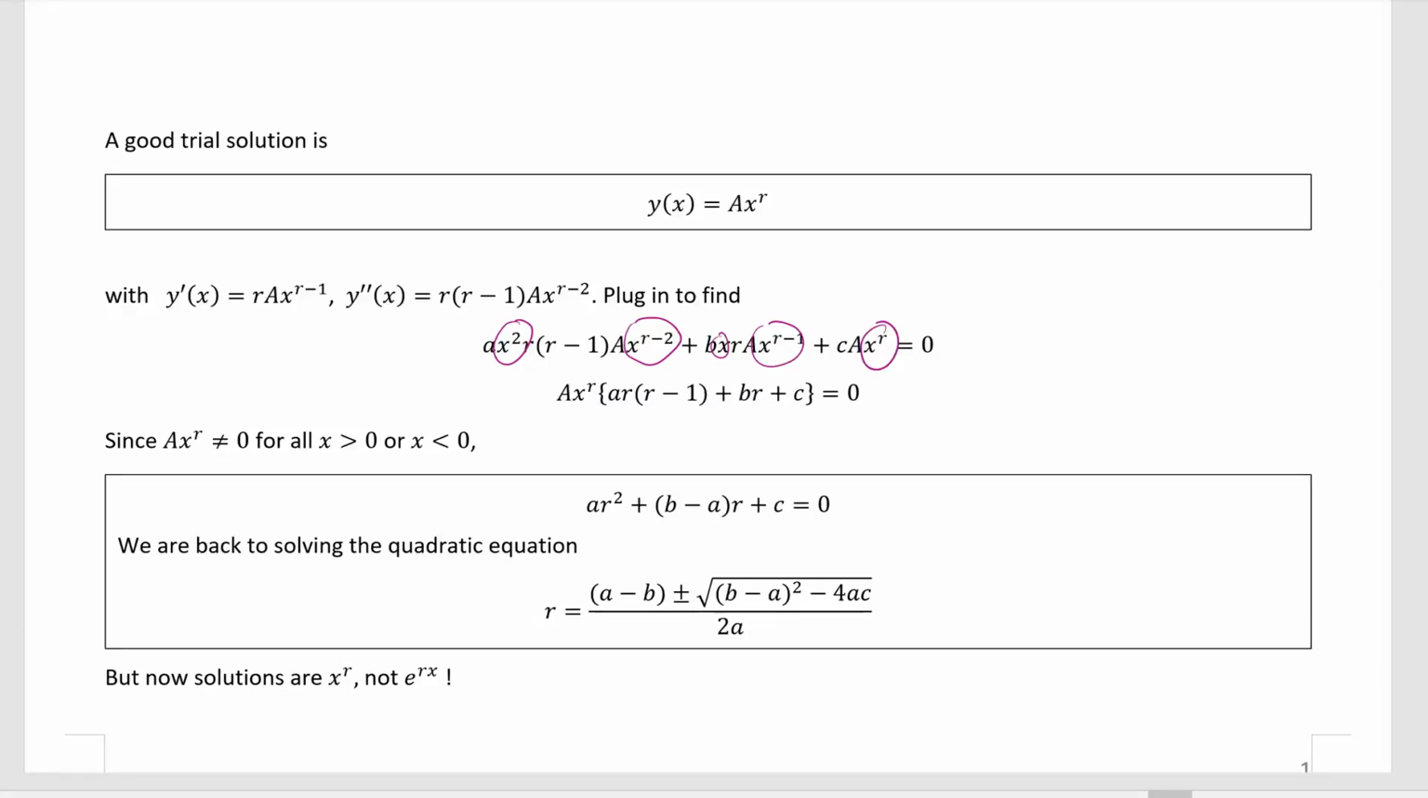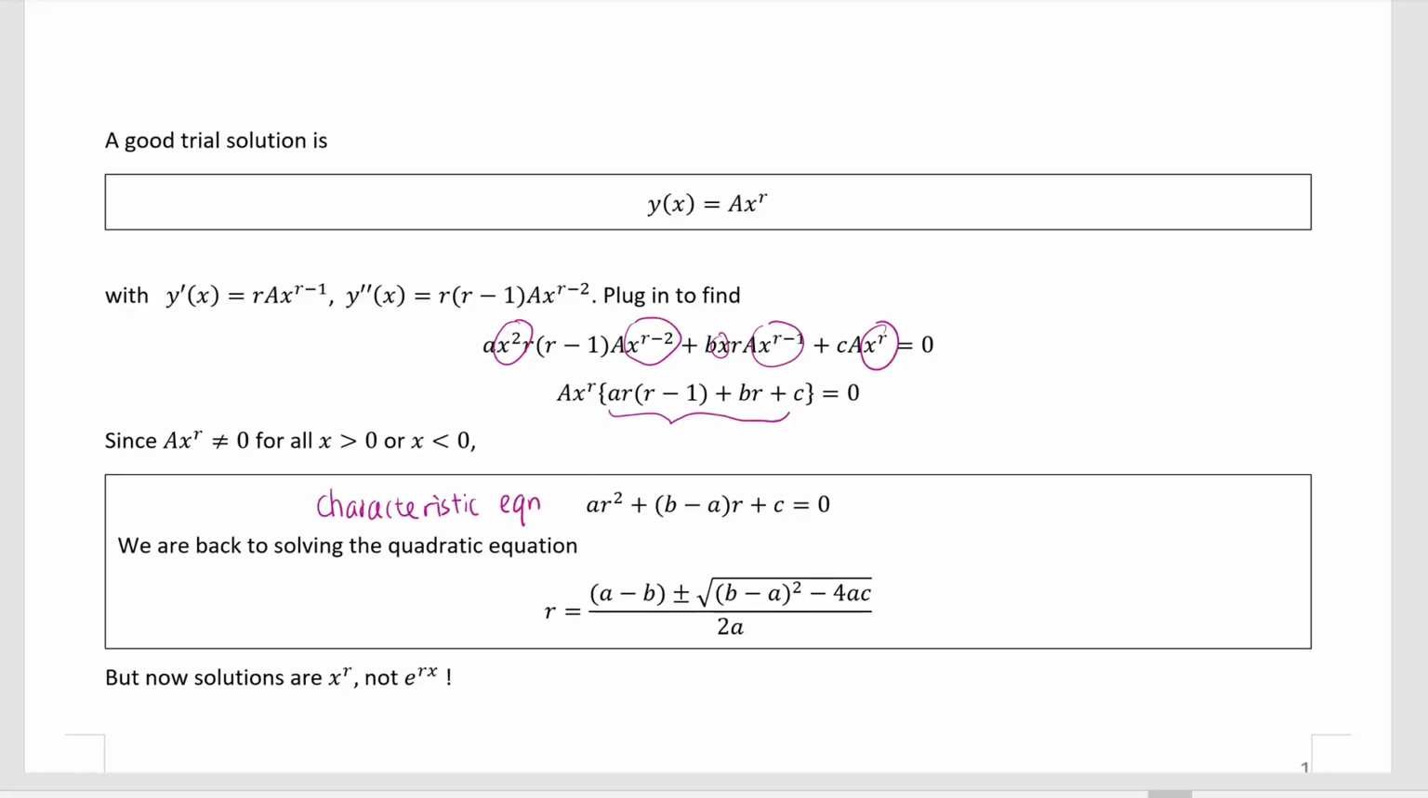What's left? We have a r times r minus 1, and we have b r, and then we have c. So that's what we get. And because a times x to the r is not 0, for all x greater than 0 or for all x less than 0, this factor must be 0. So this is our characteristic equation for the Cauchy-Euler equations.